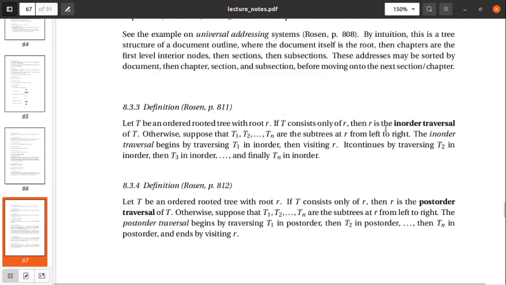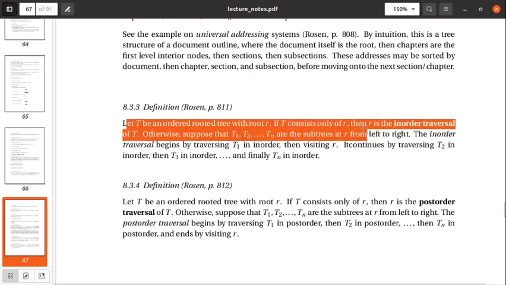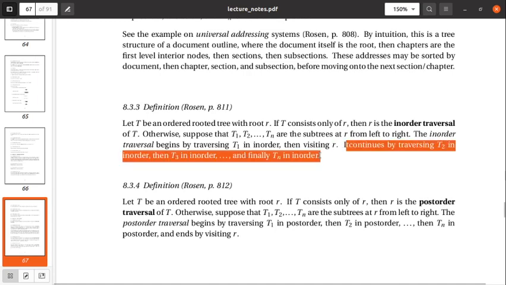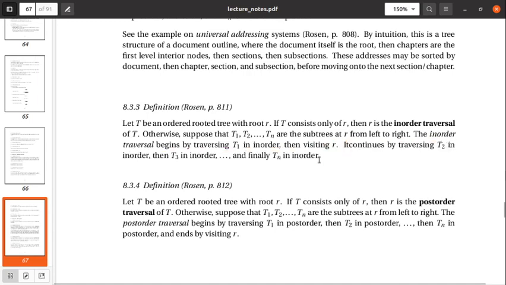So the next one is in-order traversal, right? So let T be an ordered rooted tree with root R. If T consists only of R, then R is the in-order traversal of T. Otherwise, suppose that our subtrees go from left to right. The in-order traversal begins by traversing T1 in order, then visiting R. It continues by traversing T2 in order, then T3 in order, and finally Tn in order. Okay, so what am I saying here?